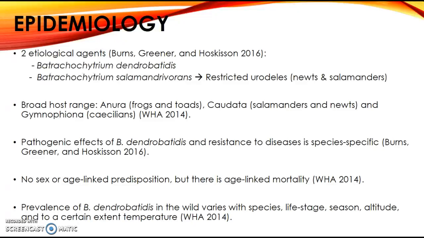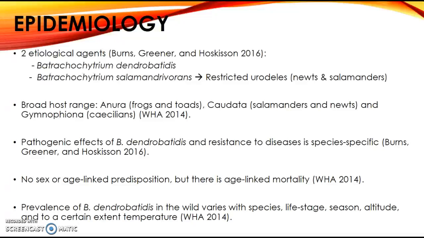Well, as I just mentioned, it has 2 etiological agents, both Batrachochytrium dendrobatidis and Batrachochytrium salamandrivorans, which is mainly restricted to urodeles, which are newts and salamanders. It has a broad host range, so it affects anurans, frogs and toads, caudata, salamanders and newts, and caecilians.